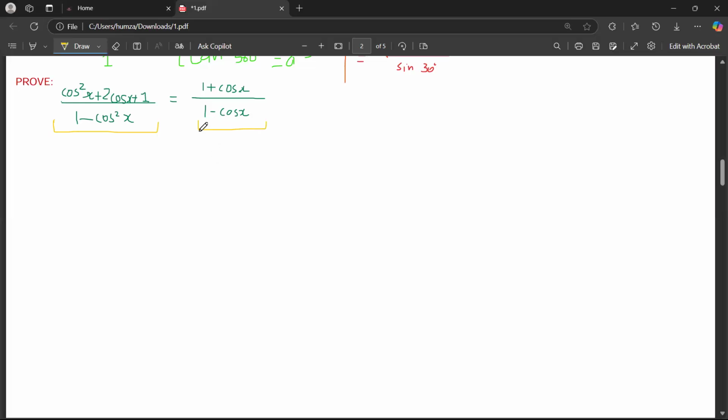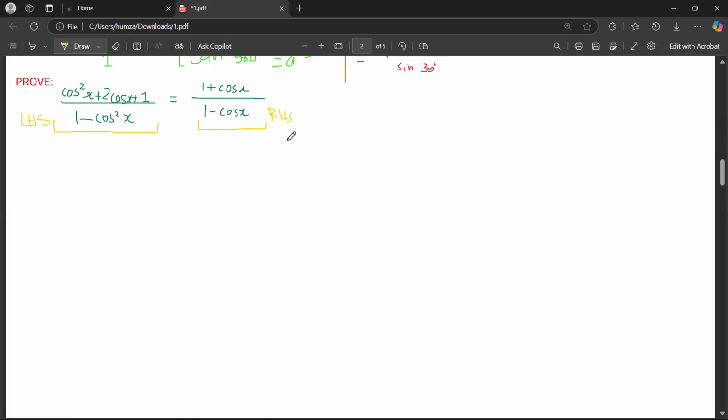Okay. Now we have a question which says prove: 2 cos squared x plus 2 cos x plus 1 over 1 minus cos squared x is equal to 1 plus cos x over 1 minus cos x. Now the question says prove. Prove means we are dividing this question into two parts. There is a left hand side and there is a right hand side. So this is your left hand side and this is your right hand side.